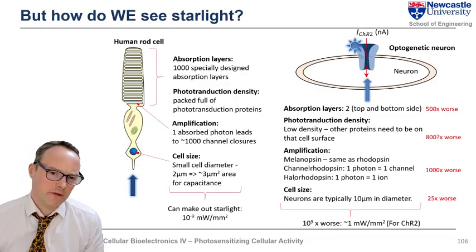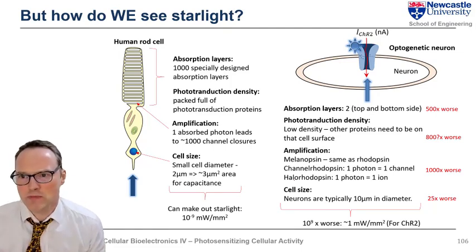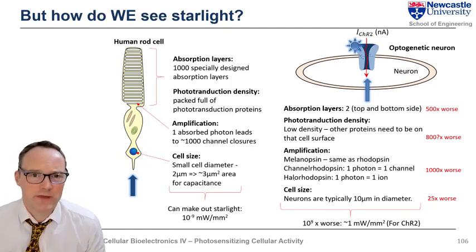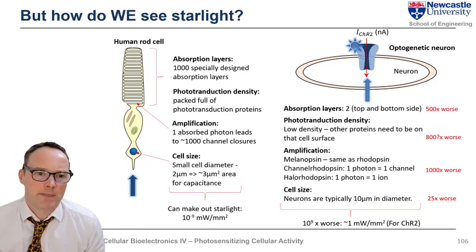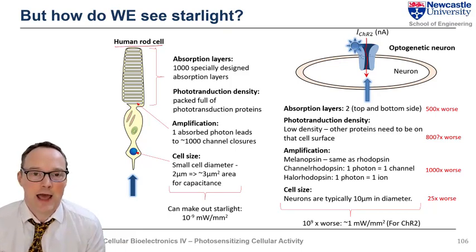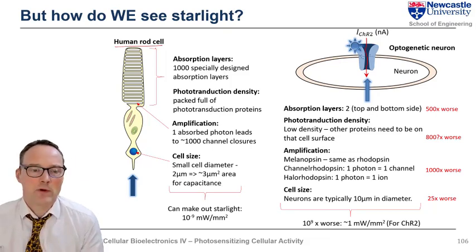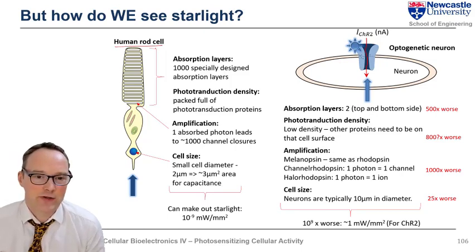But you may sort of ask, well, hang on a second. We see starlight as human beings, and we see starlight at effectively video rate. What's going on here? Let's look at a human rod cell. We have 2 types of photoreceptors. We've got cones, which are the daylight cells, which allow us to see in daylight and in color. And we've got rod cells, which are night vision sensors in our eye.